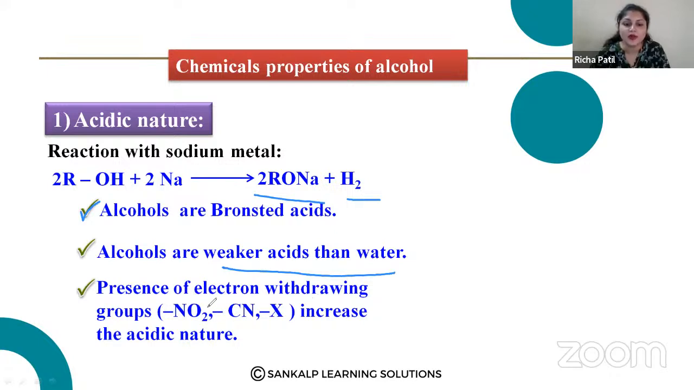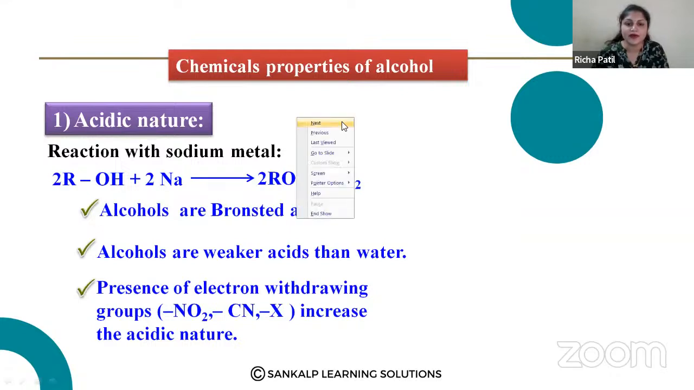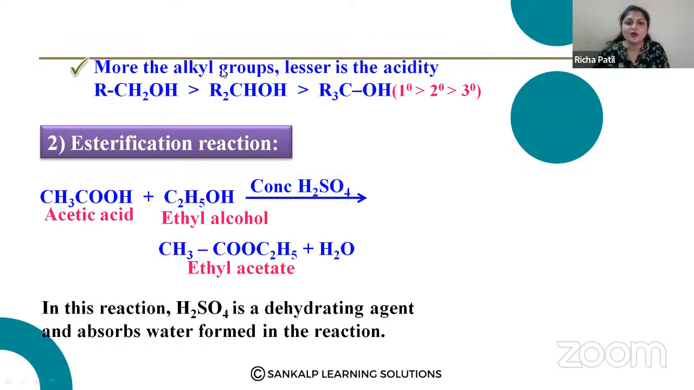Presence of electron withdrawing groups: if you have electron withdrawing groups on alcohols, which are nitro groups, cyano groups, or any halide group, they will increase the acidic nature. So this is the first property, that alcohols are acidic in nature, and the presence of electron withdrawing groups increases the acidic nature. The more the alkyl groups, what will happen to the acidity? It will be less, so lesser is the acidity.